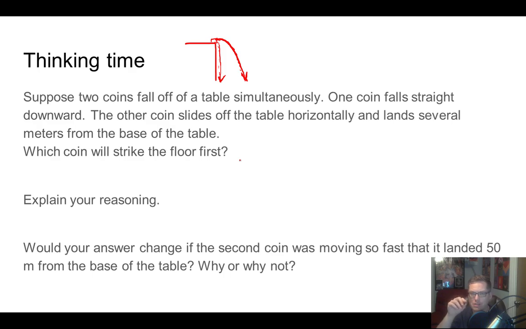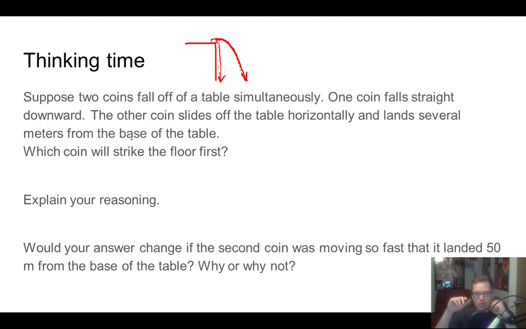Now that horizontal velocity is going to change things for us, but for now we can just move on. So one's going to the right, one's falling straight down. The one that falls to the right is going to land at the same time as the one that fell straight down. Would you change your answer if the second coin was moving so fast that it landed 50 meters from the base of the table? Why or why not?